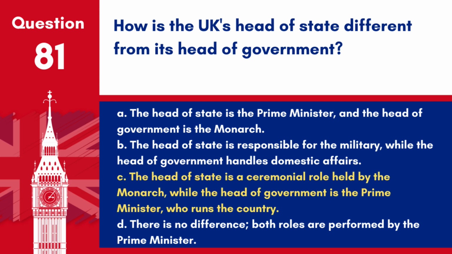Answer: C. The head of state is a ceremonial role held by the monarch, while the head of government is the Prime Minister who runs the country. The monarch's role is largely symbolic, whereas the Prime Minister is responsible for day-to-day governance.